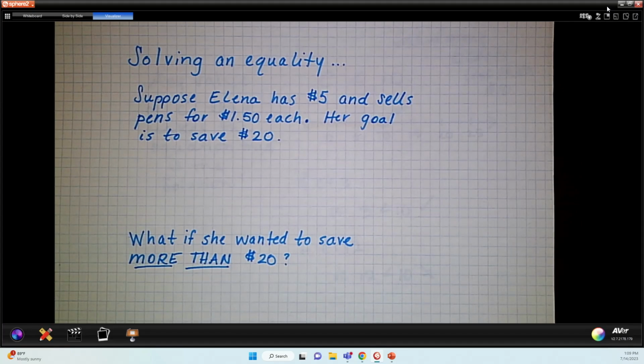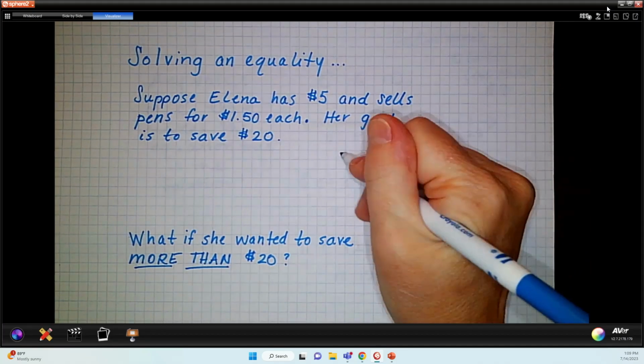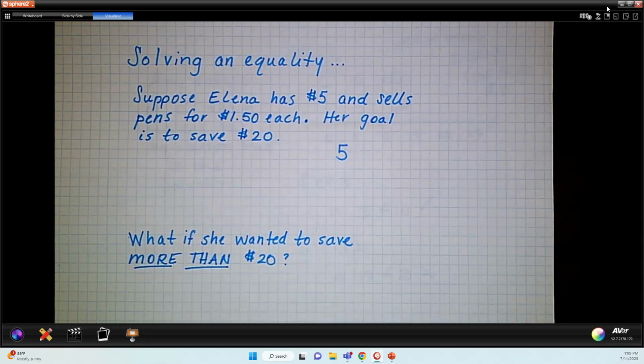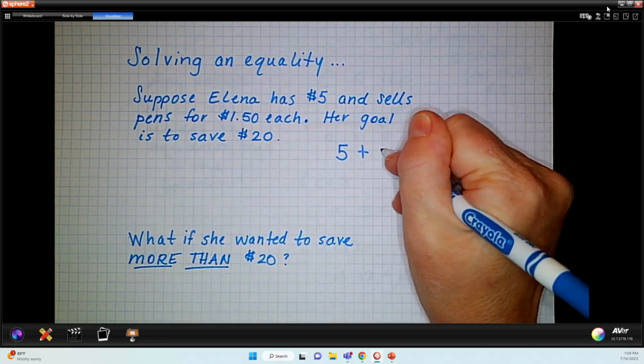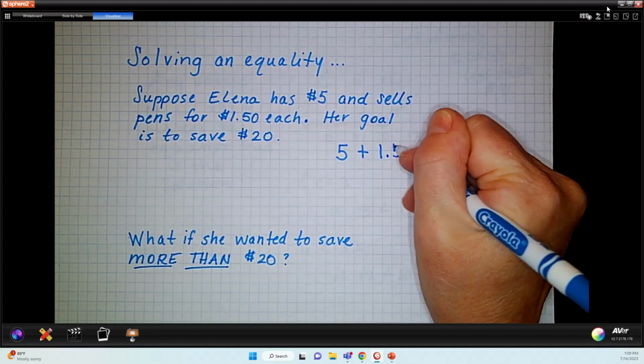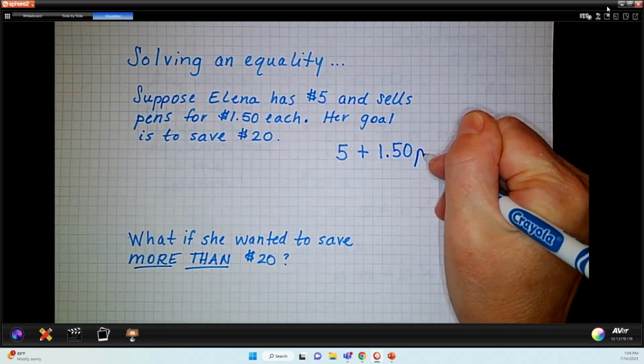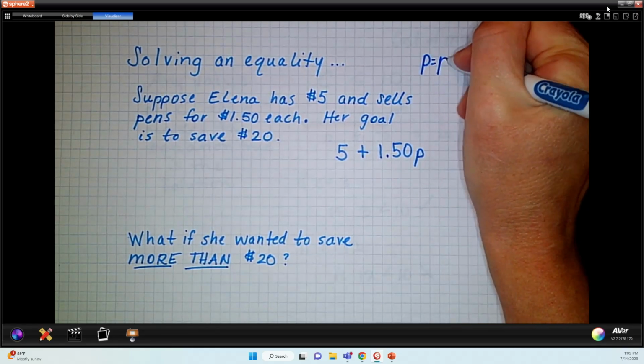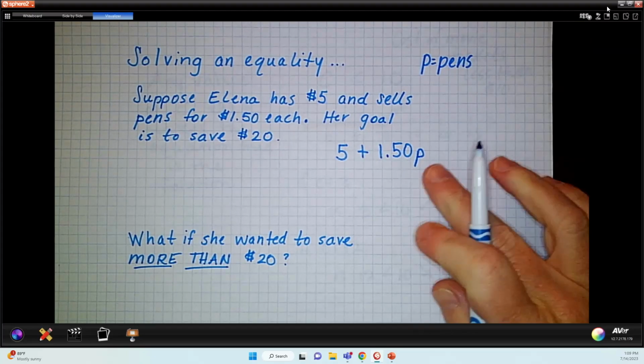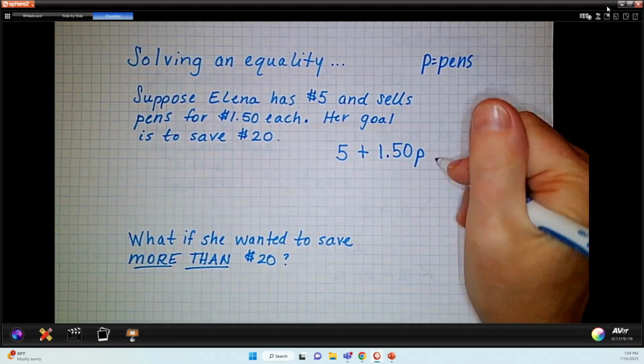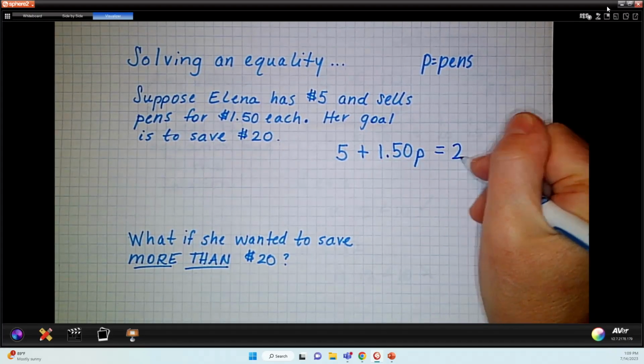So if we were to write that as an equation, we know she has $5. That's her money she has, and she's going to sell pens at $1.50 each. So I might make P equal to my pens, and she's selling each pen for $1.50, and her goal is to make $20.